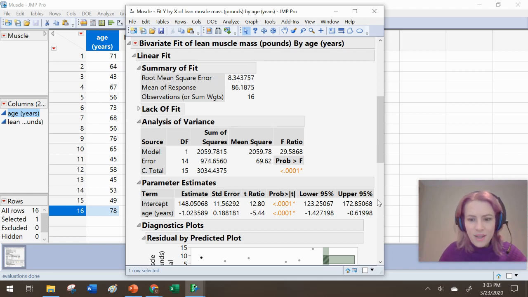And how steep is it? Well, we have two numbers that we believe it lies between. So I might say something like, we can be 95% confident that for each additional year of age, the population mean lean muscle mass will decrease by between 0.62 and 1.43 pounds. Okay, so we're estimating how much of a change there is in the mean lean muscle mass associated with a 1-year increase in age. And probably in there I should have qualified that this is for men ages 43 to 78.